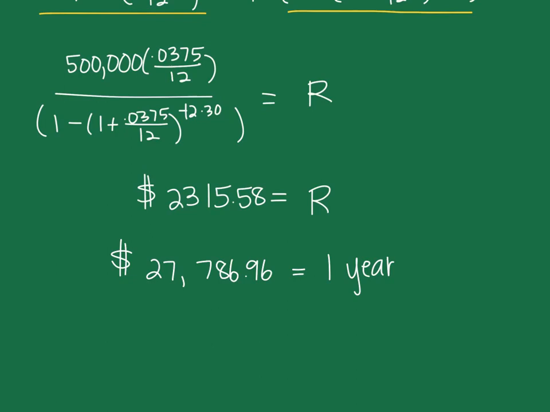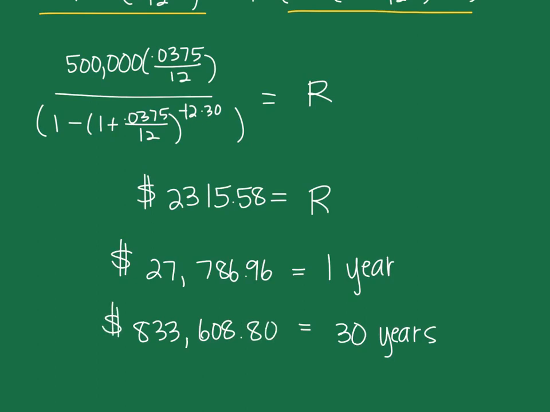But how many years does he have to do this for? 30. So how much will he pay in 30 years? So take that number and multiply it by 30. $833,608.80. Do you understand what's happening here? How much money did he borrow? Borrowed $500,000 of the bank's money. By the time he's done paying it back, how much will he have paid the bank back? $833,608.80.